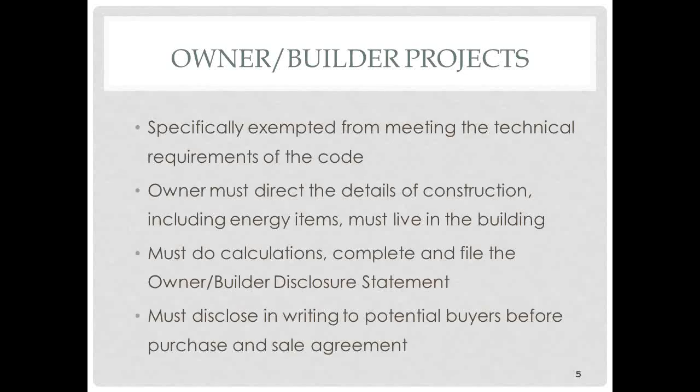There's also a special place carved out in the code for what's called owner-builder projects. The fundamental idea here is that someone who is building a house for themselves to live in can build it any way they want. They're not outside the scope of the code entirely. There are reporting requirements, but they are exempted from meeting the technical requirements of the code, which means the R-value requirements, window efficiency requirements, that sort of stuff. Basically, they can do what they want there.